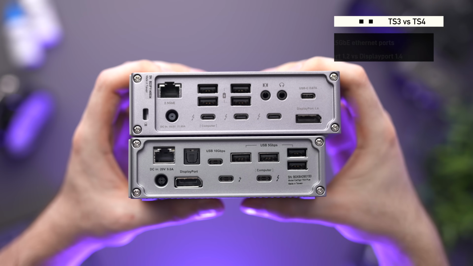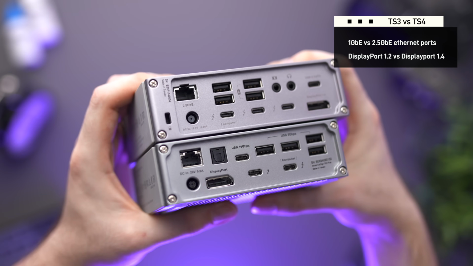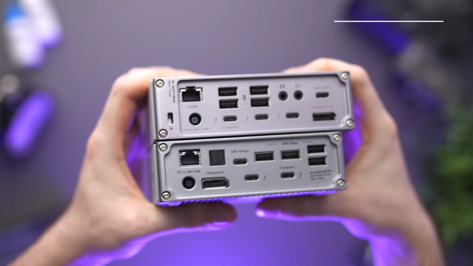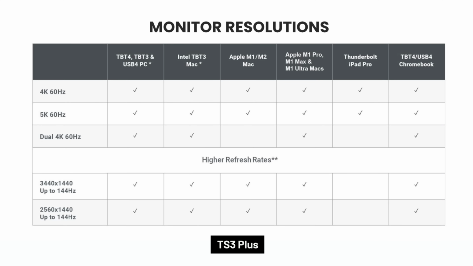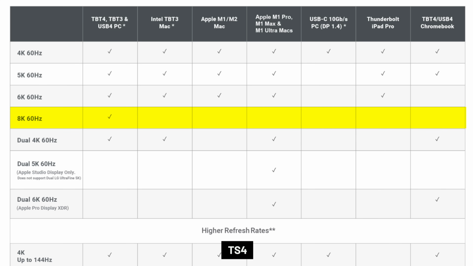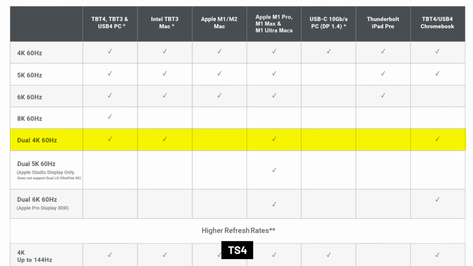Moving to the back, you of course get 2.5 gigabit Ethernet versus 1 gigabit on the TS3. The DisplayPort on the TS4 is DisplayPort 1.4 versus 1.2 on the TS3. And this is important depending on what monitor you're currently using and what kind of bandwidth it needs. Speaking of bandwidth, the TS3 can do up to a 5K display at a 60Hz refresh rate or dual extended 4K displays, each with a 60Hz refresh rate. The TS4 bumps the single monitor resolution up to 8K with a 60Hz refresh rate, or dual 4K displays, each with the same 60Hz refresh rate.